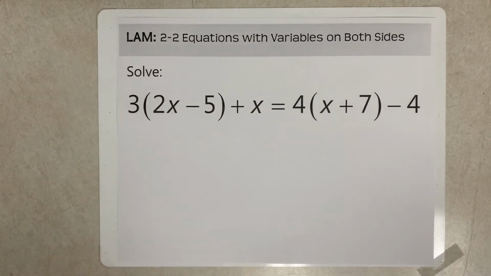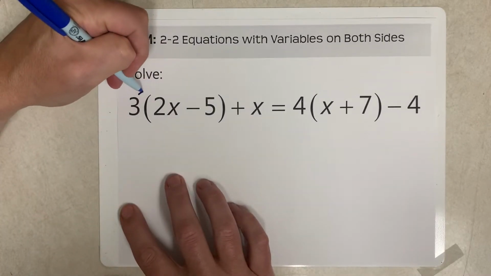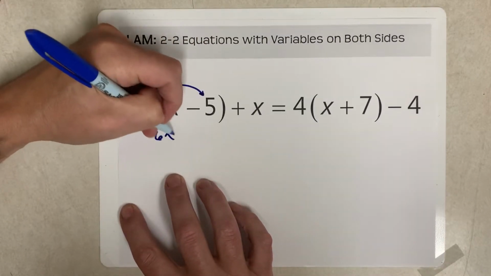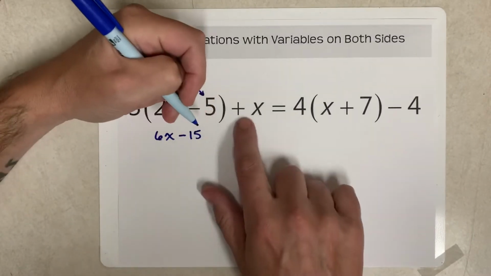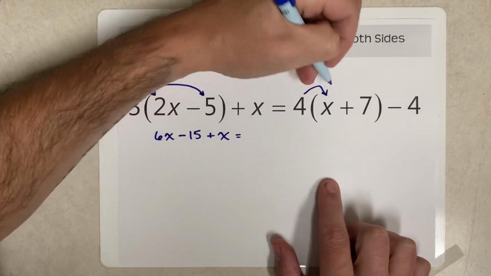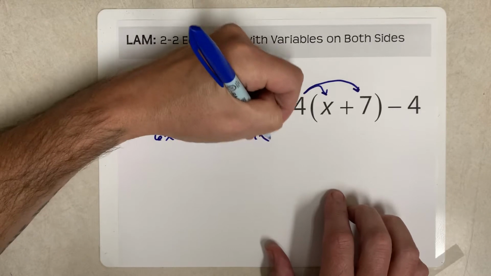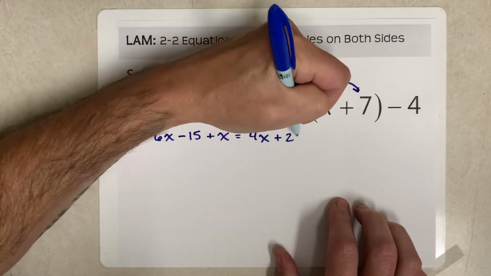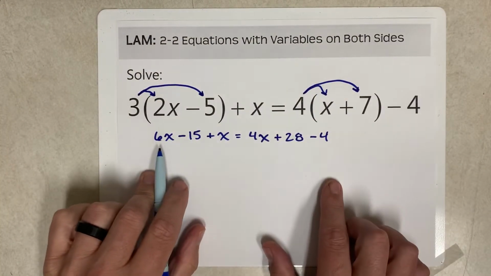Okay, so let's get a little more complicated here. This one, I'm going to have to clean up both sides here. I have to distribute this first. So 6x minus 15 plus x equals, distribute this, 4x plus 28, and then minus 4. All right, now both my sides I can clean up a little bit.